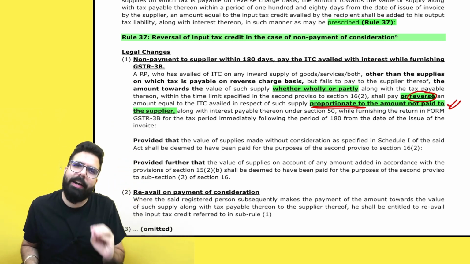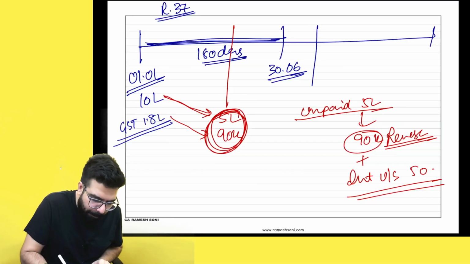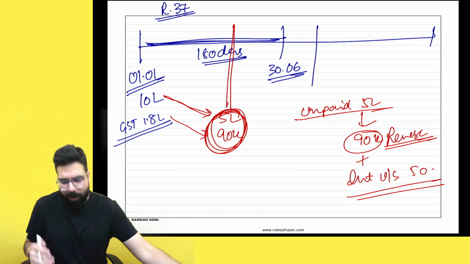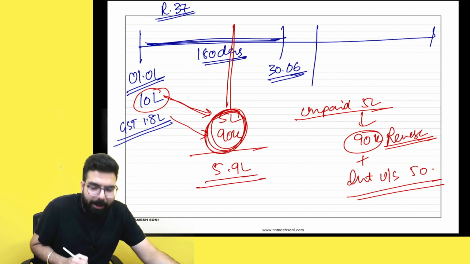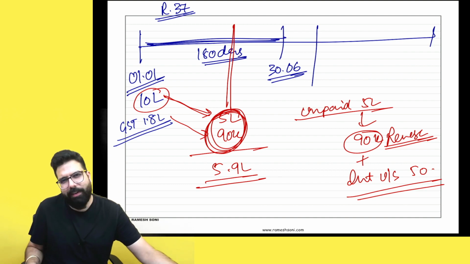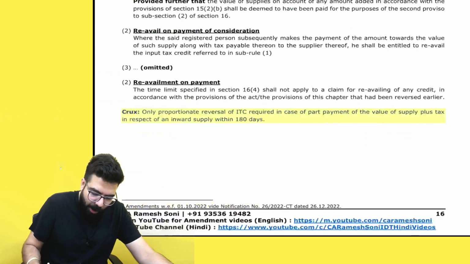But actually, the law's intent was never that. What was the law's intent? That, sir, if you have made the part payment, then reversal will happen only with respect to the remaining part which is there. I hope this point is clear. Supposing I had made 5.9 lakh rupees payment to the supplier. This 5.9 lakh means I had made part payment to the supplier. With respect to the remaining part which I have not paid, whatever GST is there, I have to reverse. That's all. Are we all 100% clear?